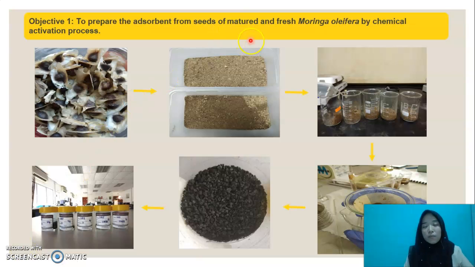This is the results for my final project, which is the first one. This is the dried seeds, and then I grind it and sieve it to become powdered. To produce the adsorbent, I mixed it with H2SO4, or sulfuric acid, and filtered, and then I put the samples into the oven and furnace, and then it became like this. This is the adsorbent, and then I divided it into 2 gram, 4 gram, 6 gram, 8 gram, and 10 gram.